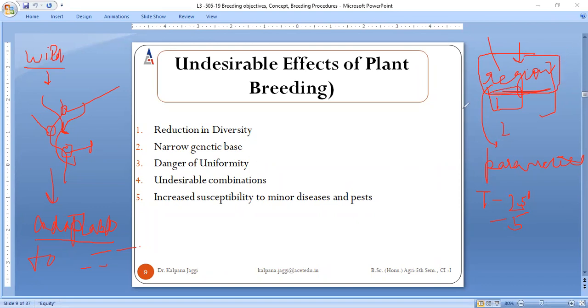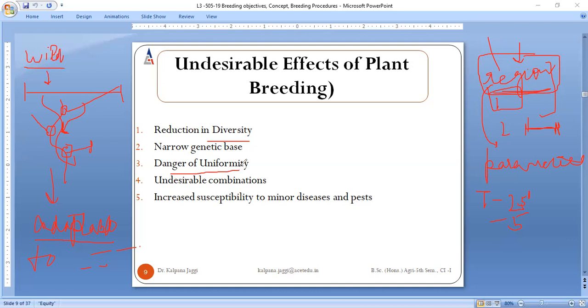I mean to say, the conclusion is that the diversity of the crop decreases. Earlier it was adaptable to a number of regions, but when we kept on modifying it at our desire, it became adaptable to one or two regions. That means there is a reduction in diversity. Now reduction in diversity, why? Because the genetic content which was earlier very wide in nature has now reduced. That means the genetic base is also reduced. And there is danger of uniformity.